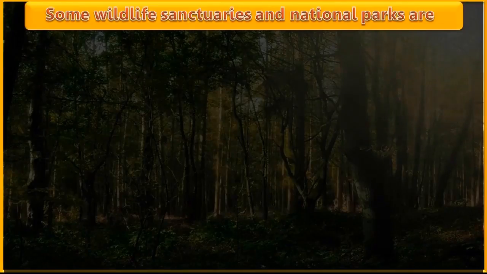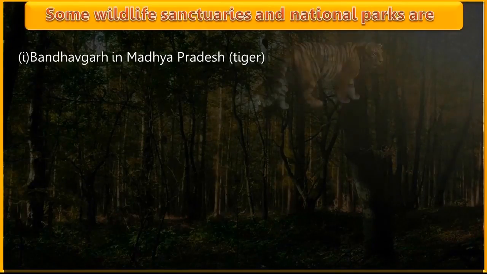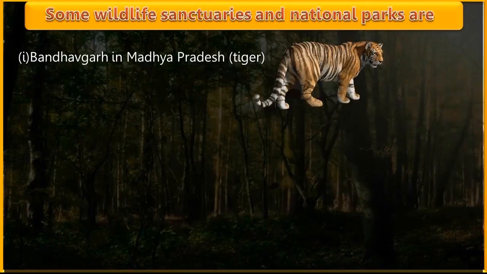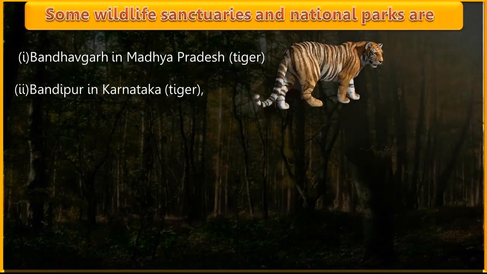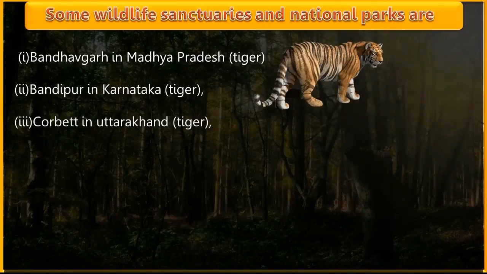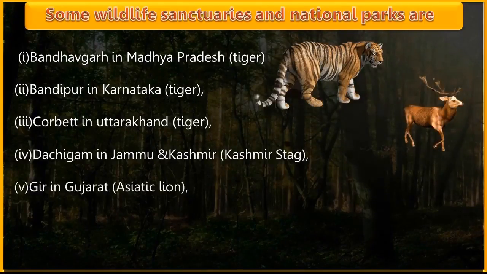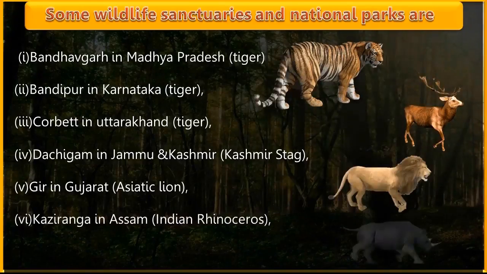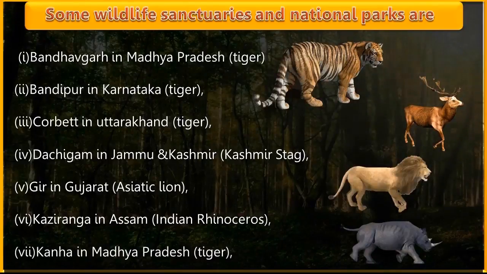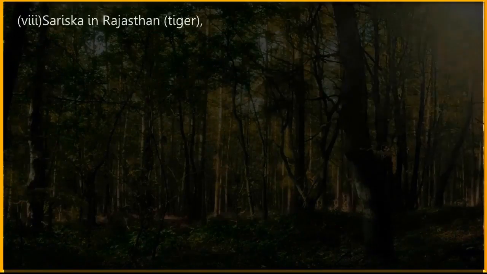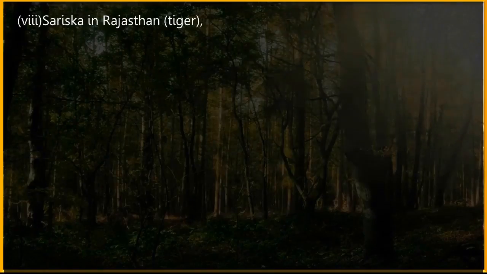Some wildlife sanctuaries and national parks are Bandhavgarh in Madhya Pradesh for tigers, Bandipur in Karnataka for tigers, Jim Corbett in Uttarakhand for tigers, Dachigam in Jammu and Kashmir for Kashmir stags, Gir in Gujarat for Asiatic lions, Kaziranga in Assam for Indian rhinoceros, Kanha in Madhya Pradesh for tigers, Sariska in Rajasthan for tigers.